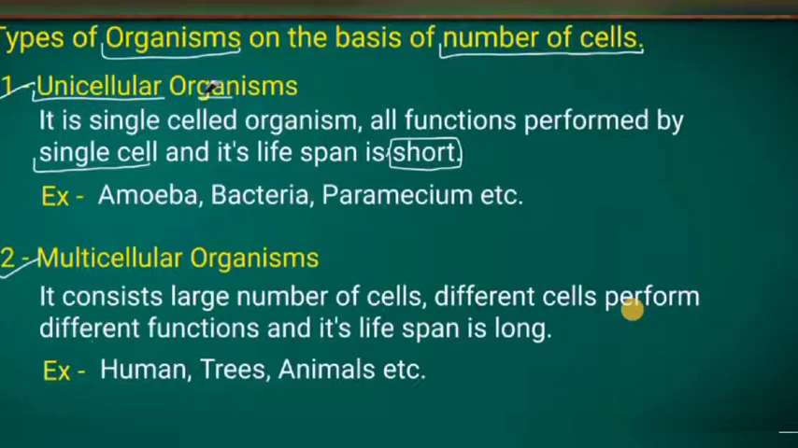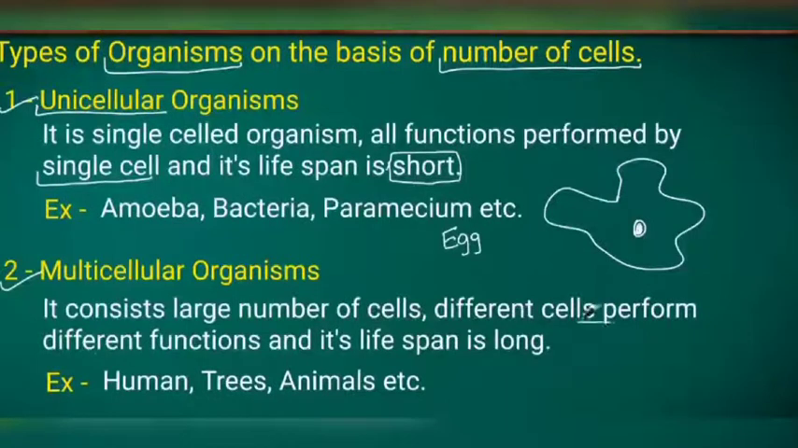And amoeba is also an example of a unicellular organism. Amoeba, bacteria, and paramecium, these three are examples of unicellular organisms. Here you can see the structure of the amoeba. It is uneven in shape. So the amoeba, bacteria, and the paramecium are examples of unicellular organisms.